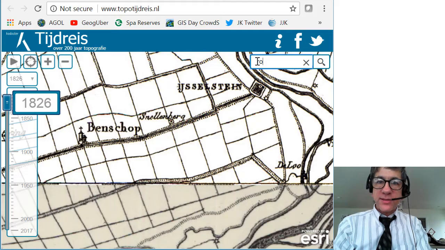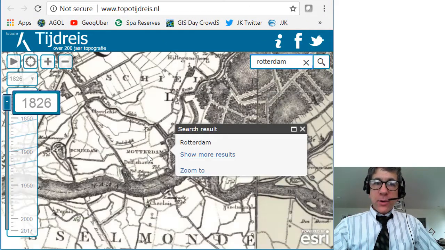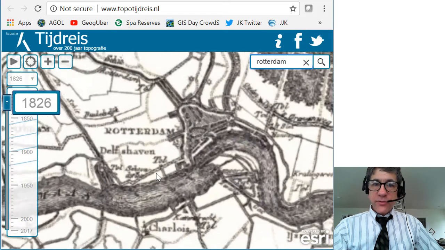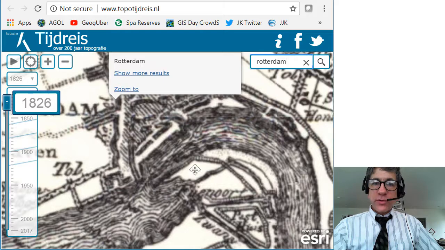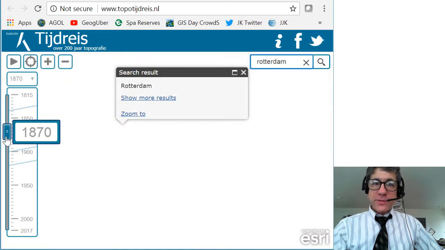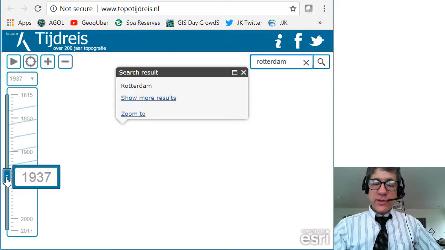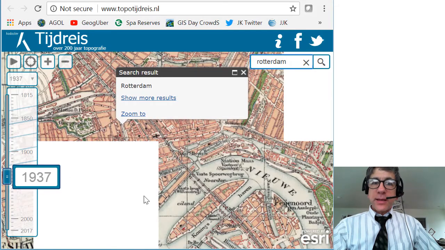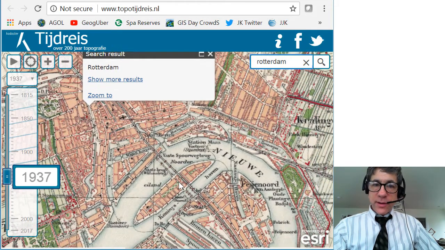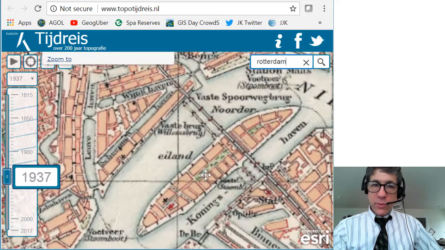So let's say we go to a big city. Let's go to Rotterdam, and we'll be able to see Rotterdam now in the early 19th century, 1826 here, for example. So we can go to the main harbor and oh my gosh, this is awesome. Look at that map symbology there. And then we go up to 1870, and we can see the expansion of the city. And then we go into the 20th century and start to see some of the bridges that are there. Early 1900s, right? We've got mostly a railroad bridge.